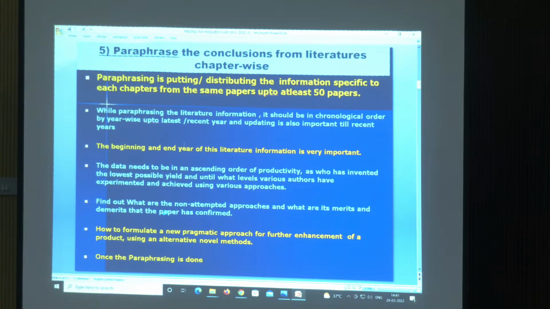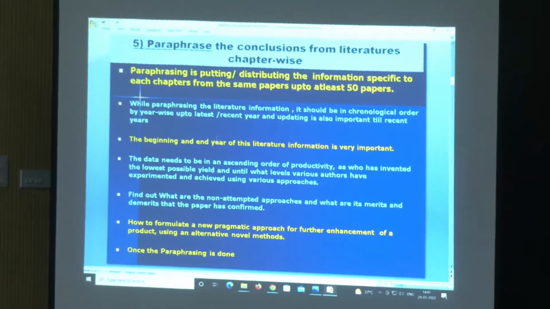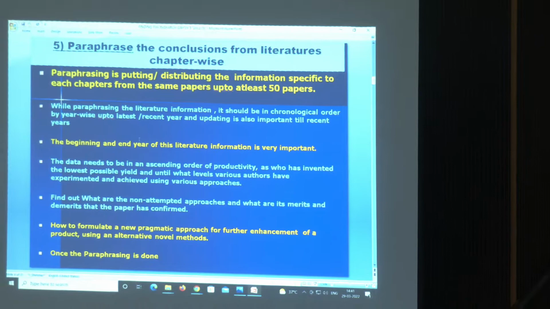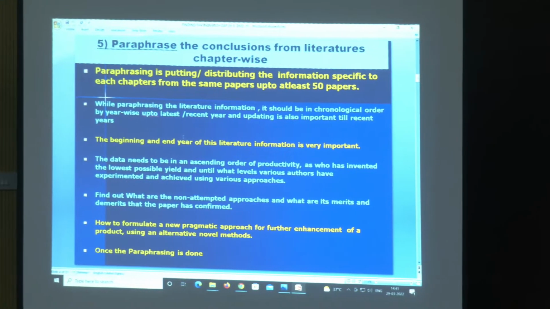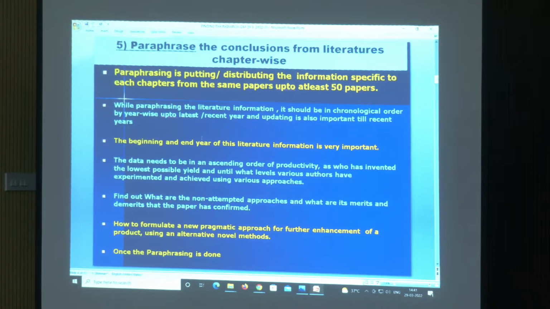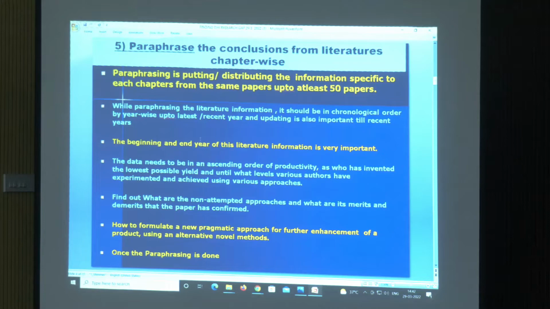So likewise, find out what the non-attempted approaches are and what their merits and demerits are that the paper has confirmed. Why do I say non-attempted approaches? If somebody said these approaches were not attempted, there could have been some lacuna, that is why they did not attempt it. You have to understand the lacuna and the demerit, so that you will not attempt it again and waste your time on that. Where will you get all this information? From the literature review, from paraphrasing the information.